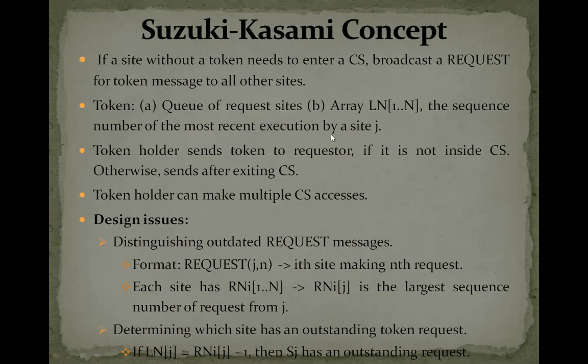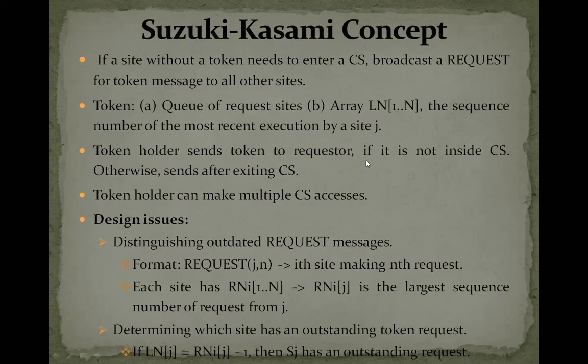As well as it maintains an array, which is maintained by the token itself, LN from 1 to n, and it contains the sequence number of the most recent execution by the site j. If the most recent execution of site j is 1, it will be 1. If it is 2, it will be 2, and so on. The site which is having the token is known as the holder. So the token holder sends the token to the requester.